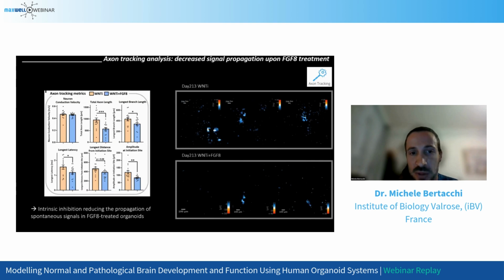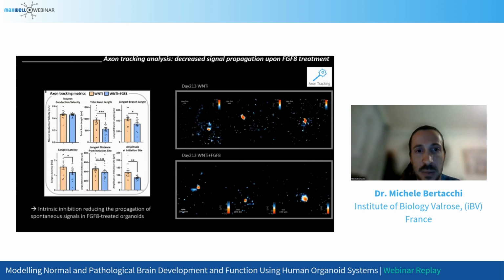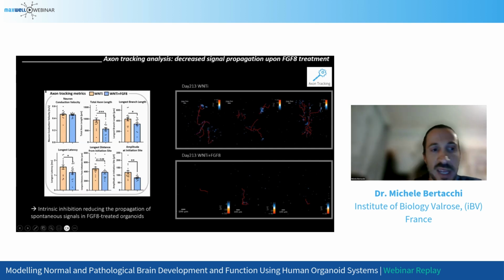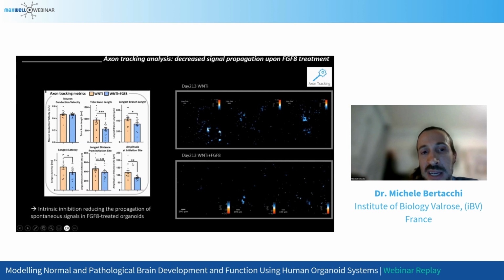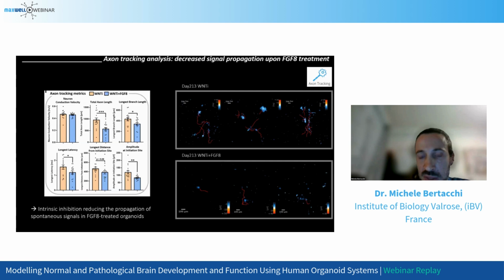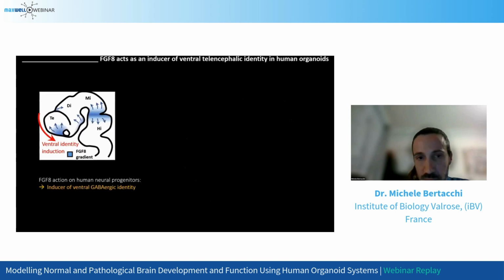Again, we can quantify with all the different parameters that the Maxwell software allows us to access. And we have a shorter axonal length, branching length, etc. Also, the latency of the signal is really shortened, and the amplitude of the signal at the initiation site is getting lower. So this means that these GABAergic neurons are responsible for an intrinsic inhibition that is reducing the propagation of the spontaneous signal along the axonal tracts.